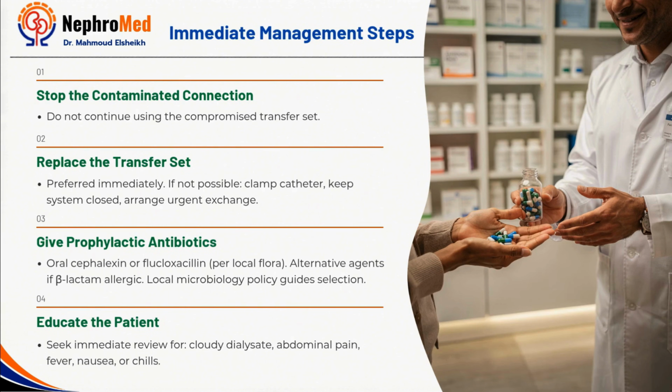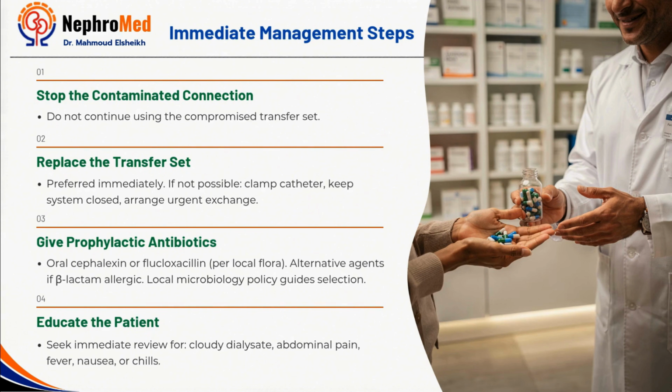Now that we have confirmed this is wet contamination without established peritonitis, the focus shifts to immediate management. The objective is simple: eliminate the contamination risk before it becomes an established infection. The first step is to stop using the contaminated connection once the sterile pathway has been compromised. Continuing to use that transfer set is no longer safe. Every additional manipulation increases the opportunity for bacteria to enter the peritoneal cavity.